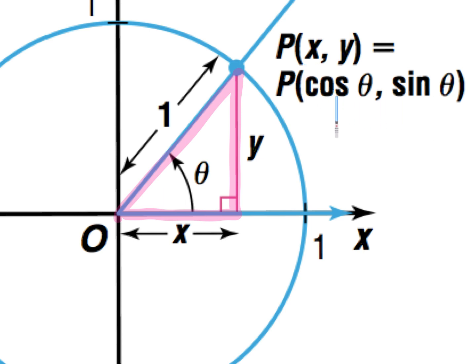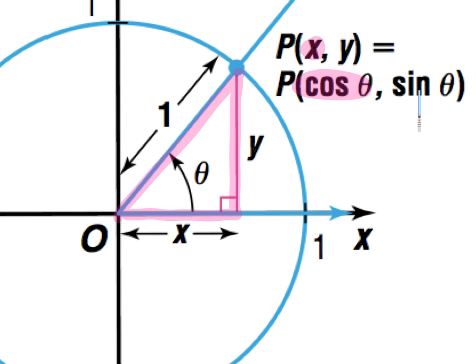Where the heck did this come from? If this is my angle theta, what is cosine in terms of SOHCAHTOA? Adjacent over hypotenuse. What's x over 1? I'm sorry, x over 1 is just x, right? So can I replace x with cosine? Yeah. This is what we're going to be using all the time now, that the cosine is the x.